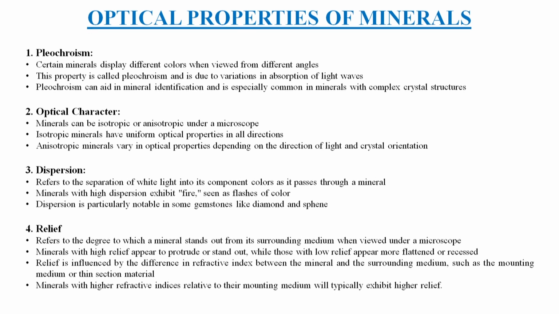Then the other optical characters include possibly one of the most important things, that is whether a mineral is isotropic or anisotropic. Your isotropic minerals have uniform optical properties in all directions. Your anisotropic minerals vary in optical properties depending on the direction of light and crystal orientation, and this is related to the crystallographic orientation, the basic idea of which we discussed earlier. It is also related to something called the optical indicatrix, but we are not discussing that at this basic level of understanding. It requires a detailed lecture solely on optical mineralogy to understand the intricacies of the optical indicatrix.